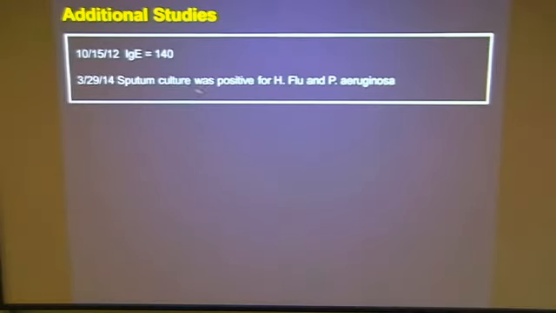All right, so he came to us with an IgE. An IgE is kind of a screening study for ABPA. Patients with ABPA typically have IgEs over 1,000. So this kind of made that diagnosis a little less likely. And there's your sputum culture, okay? He's growing Haemophilus and Pseudomonas.